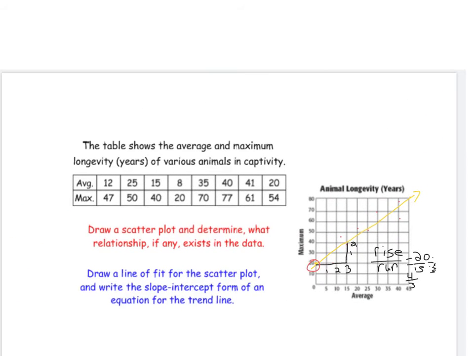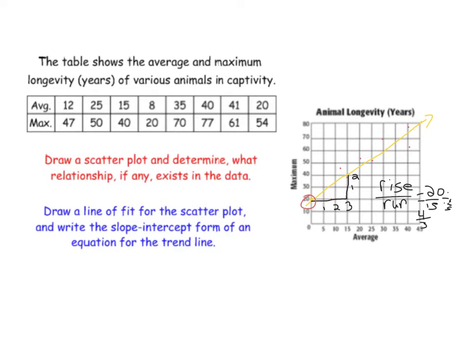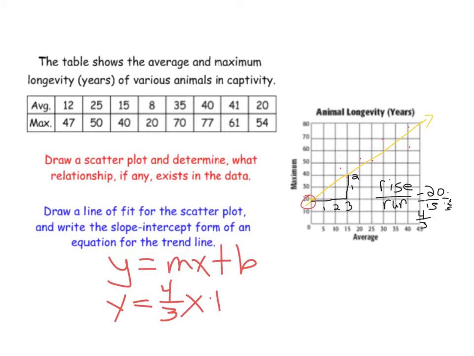If I make the screen smaller again, and we look at writing my equation, this equation should be in slope-intercept form, which is y equals mx plus b. And if you recall, the m is the slope and the b is the y-intercept. So all I have to do is replace the values that we just found. We found the slope to be 4/3 x plus my y-intercept, and I personally started at 20. So my equation for the trend line that I could use to predict the average or maximum animal longevity would be y equals 4/3 x plus 20.